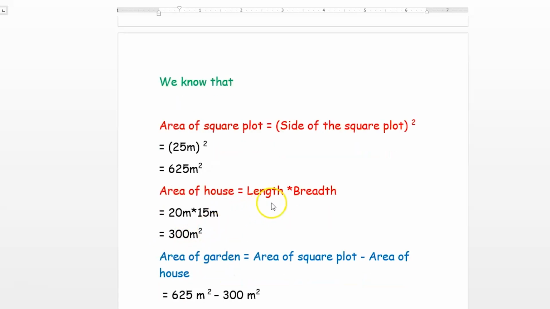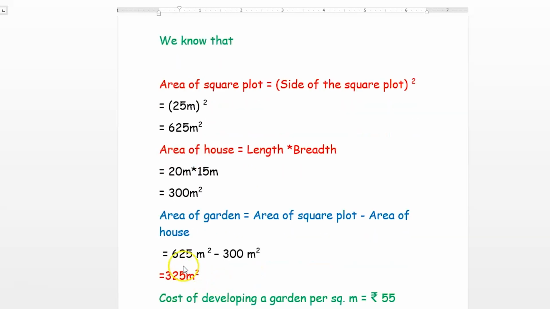Now the garden is outside. So the area of the garden is the area of the square plot minus the area of the house. The garden is in between the plot and the house, so we are going to subtract. So 625 meter square minus 300 meter square. 625 minus 300 is 325 meter square. So this is the area of the garden.